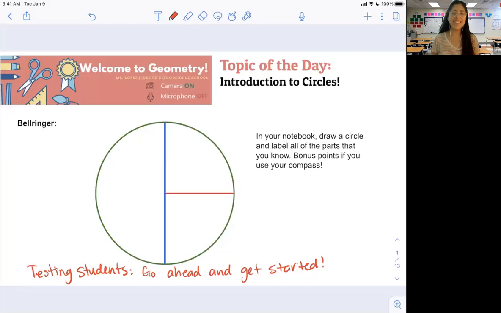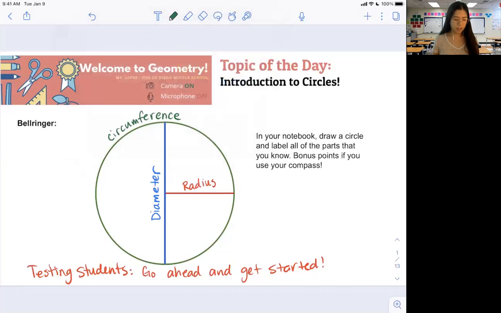Sorry. Okay. So very basic stuff here. We're just going to label this circle. So what is the red line called? The red line is the radius. Radius. Good. The blue line is the diameter. Yep. And what about all the way around? Circumference. Circumference. Good.